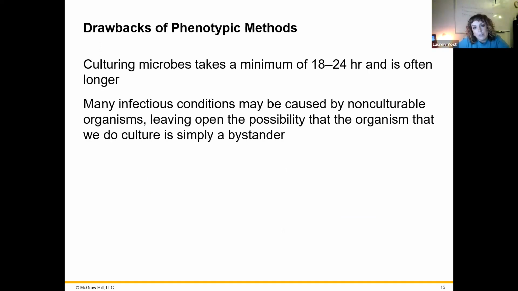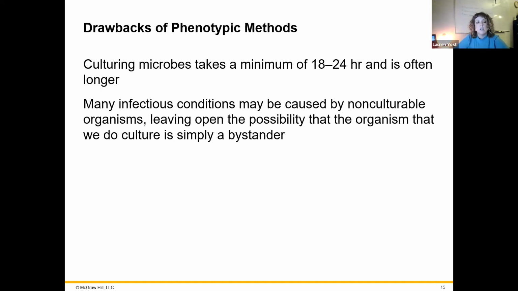We're talking about the phenotypic analysis of these organisms: biochemistry, growing them on these different kinds of media and seeing how they respond, all of that. So culturing microbes takes a minimum of 18 to 24 hours, depending on the organisms you might be looking for. Some are often a lot longer, like Mycobacterium tuberculosis, where you could be waiting over a week, even 2 weeks, for it to grow up to a usable level of bacteria.